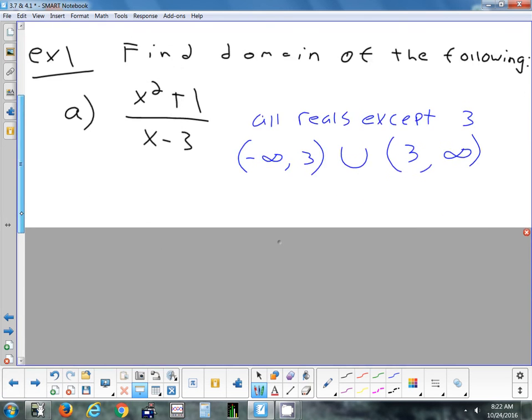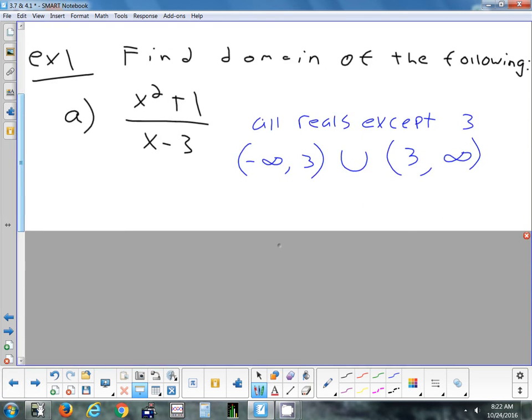These are all reals except 3. So if you were to graph this, something funny is going to happen at 3. All right, we've talked about discontinuities before. You can have breaks. You can have holes in the function. So we're going to have to see what's actually happening at 3. Okay, but there's something that's going to cause a discontinuity. So this is not a continuous function, because 3 is not in the domain.